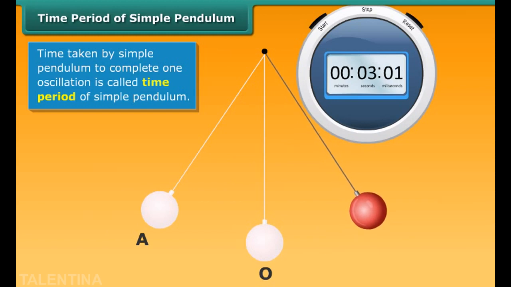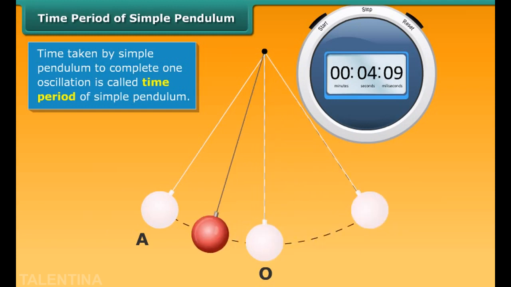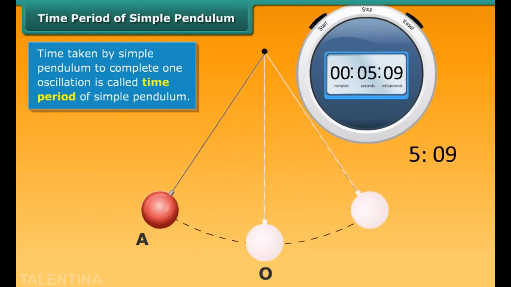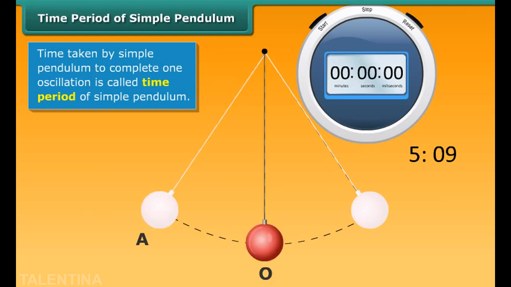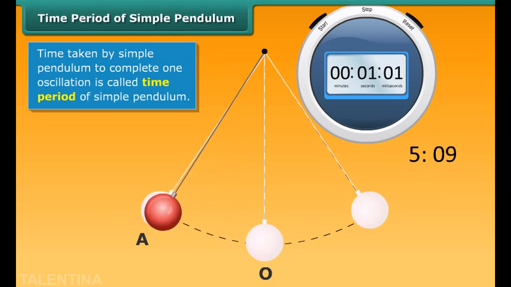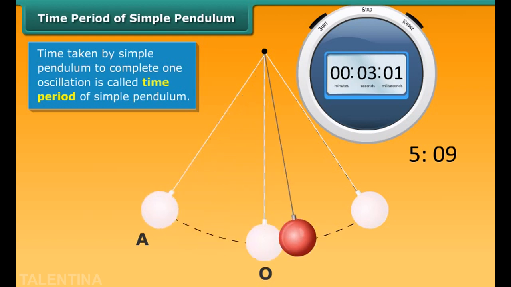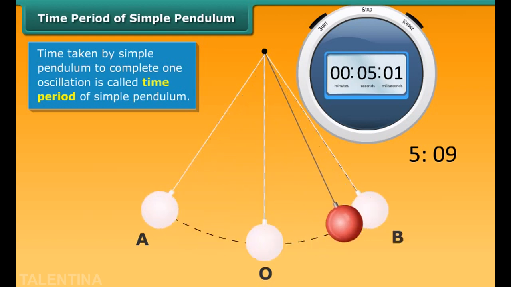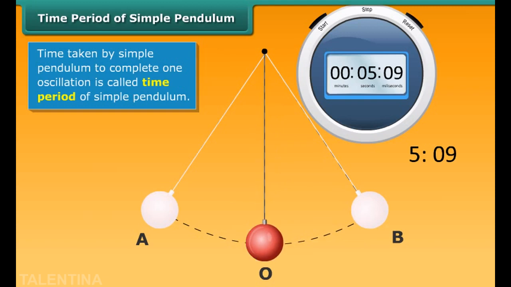Start a stopwatch and release the bob at the same time. When the bob comes back to the extreme position A, note the time on the stopwatch. Repeat the activity. This time, start from the equilibrium position O. Note the time taken by the pendulum to complete 1 complete oscillation from O to A to B, B to O. The time so recorded is the time period of the simple pendulum.